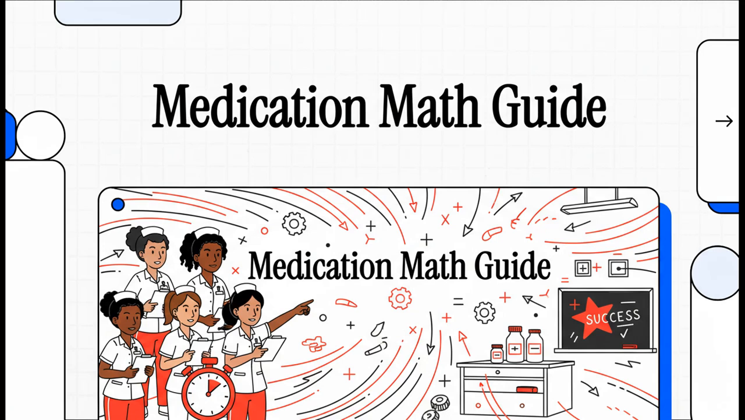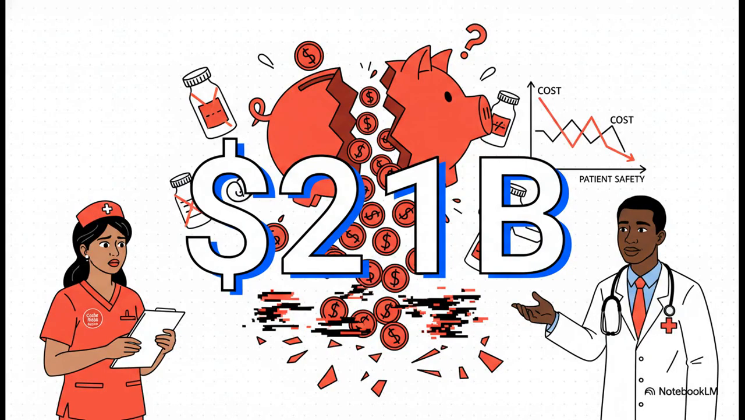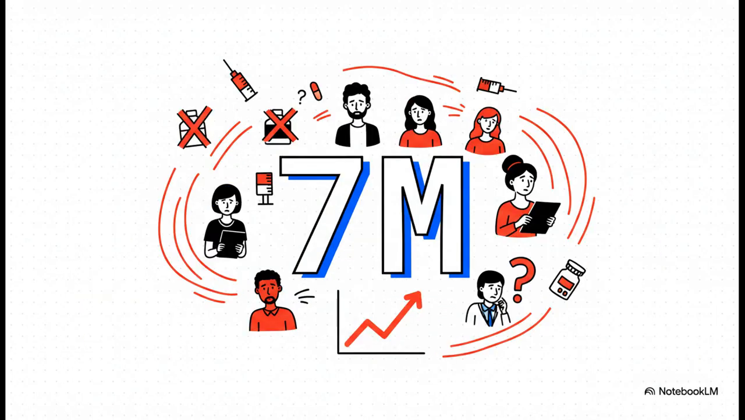All right, let's dive right into some fast-paced med math. Mastering this is absolutely critical. First up, let's talk about why this is so important. The stakes here, they're incredibly high. Get this, medication errors cost the healthcare system over $21 billion every single year. And way more importantly, these mistakes affect about 7 million patients every single year.